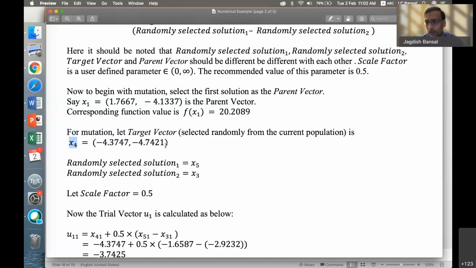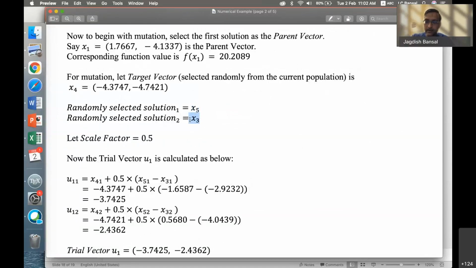Now for this formula you need two randomly selected members also for this differential, right? So let us select these two random vectors as x5 and x3. Again, these are selected randomly, but keep in mind that they should also be different from the parent and the target. The parent vector, the target vector, and the two randomly selected members, all these four should be different, right? The scaling factor 0.5 I already took.